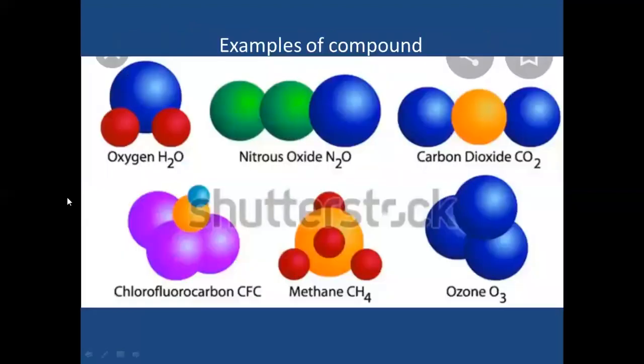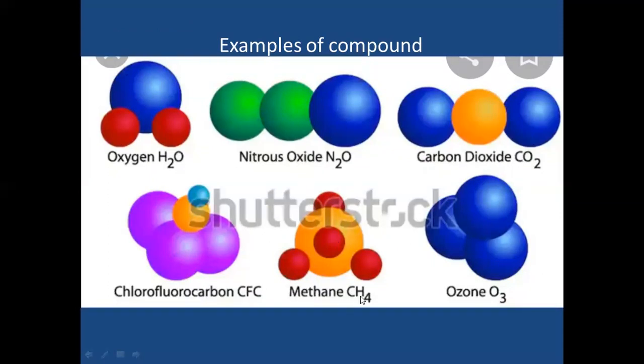Some examples of compounds are water. Water is a compound because it is made up of different elements, 2 hydrogen atoms and 1 oxygen. Nitrous oxide, again a compound made up of 2 different elements, nitrogen and oxygen. Carbon dioxide, again a compound made up of different elements. 1 element is carbon and the other 2 elements are oxygen.